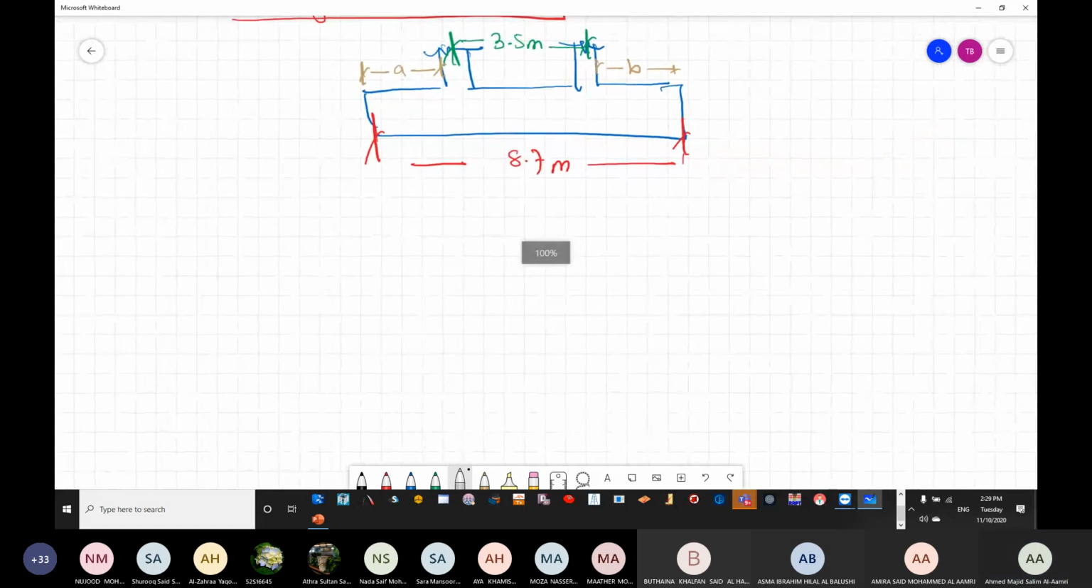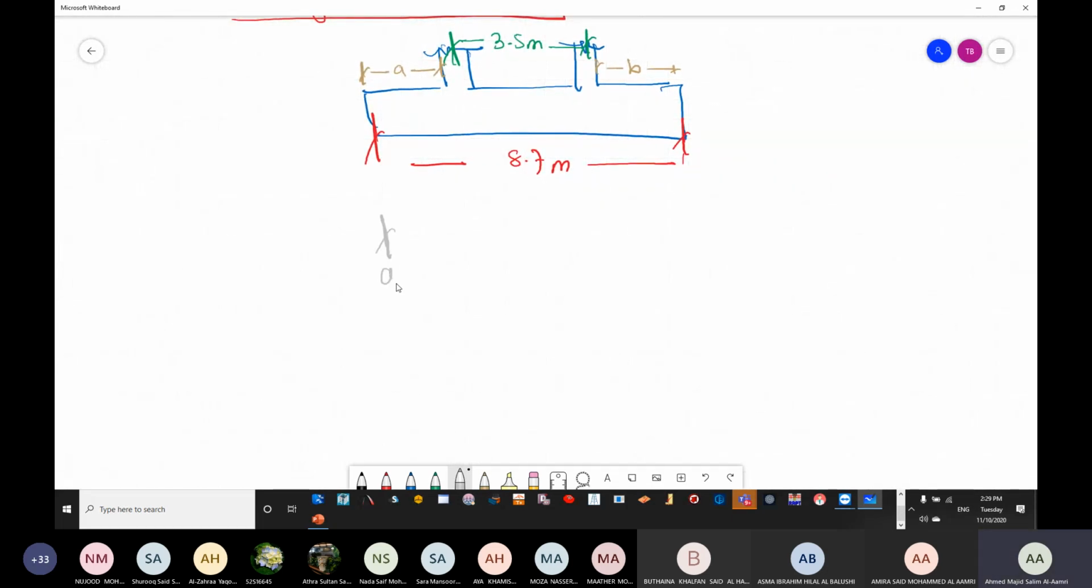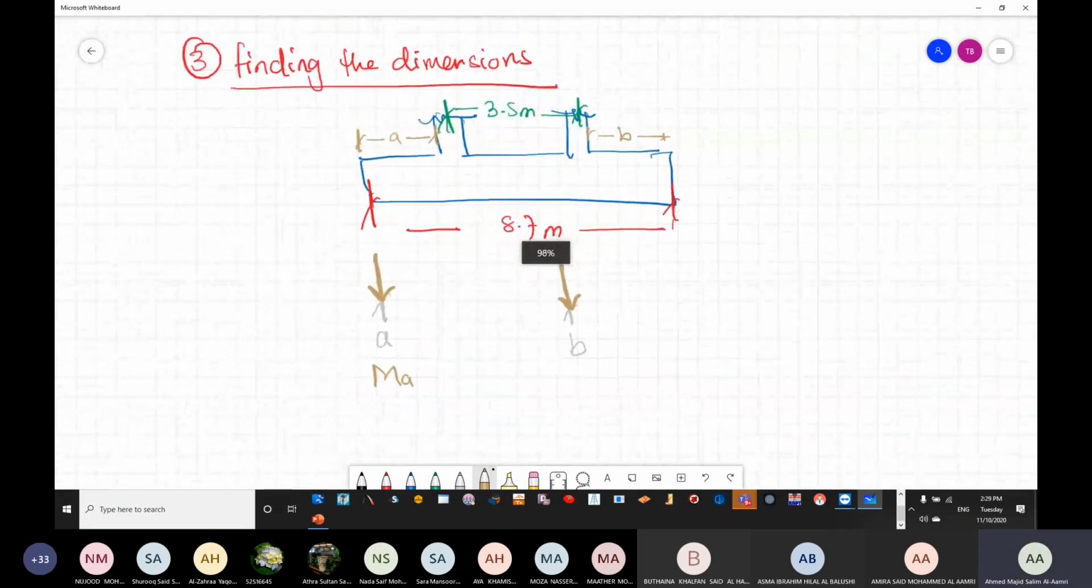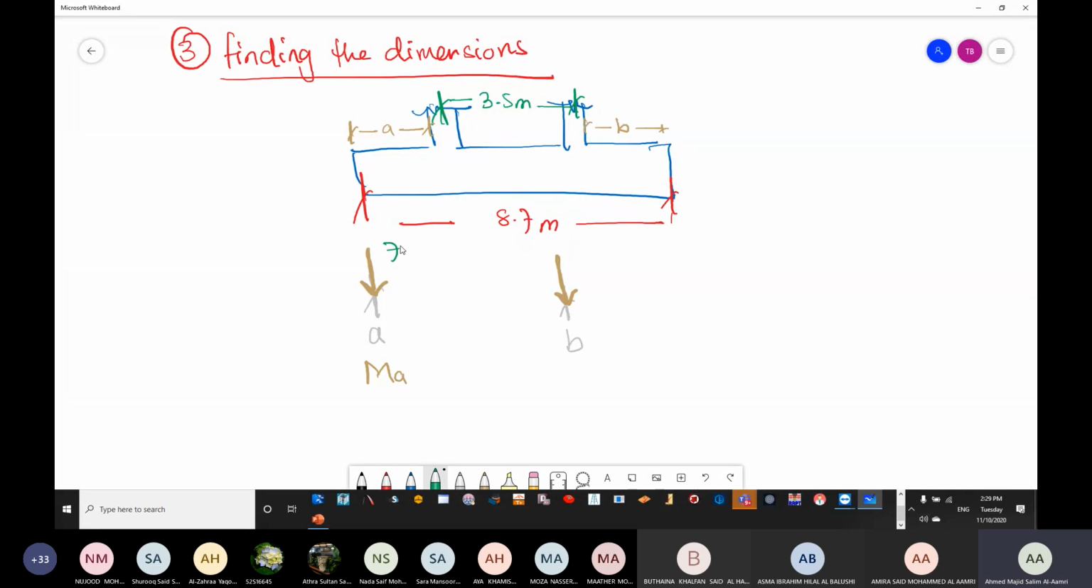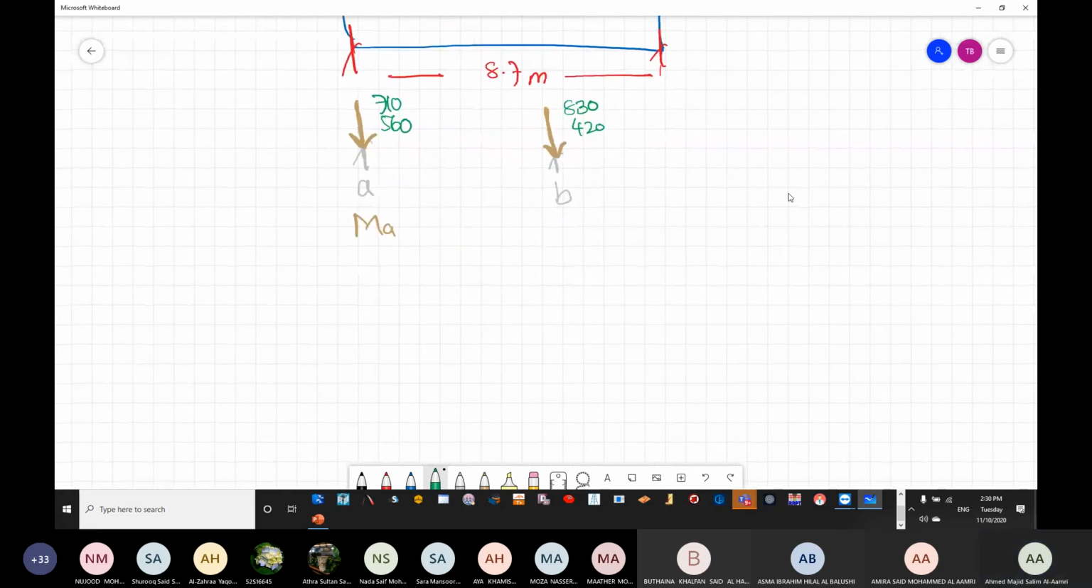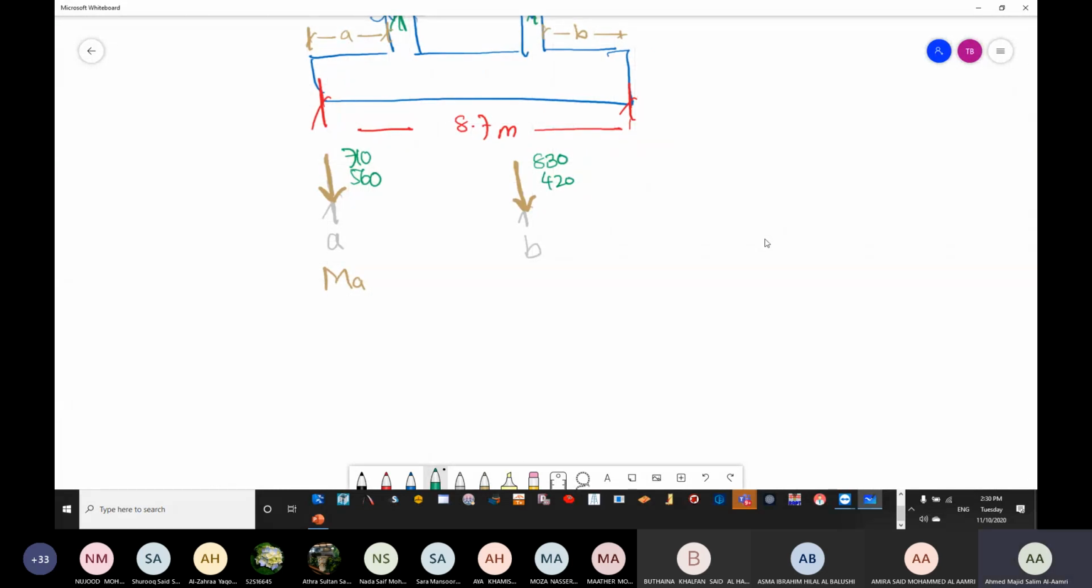Now, what we need to do: let's say that this is A, and let's say that this is B. Can I calculate the moment at A? Now we know that there are loads here. These loads are 710 and 560, and then here we have 830 and 420. Can we calculate the moment at A? How much is the moment at A going to be?